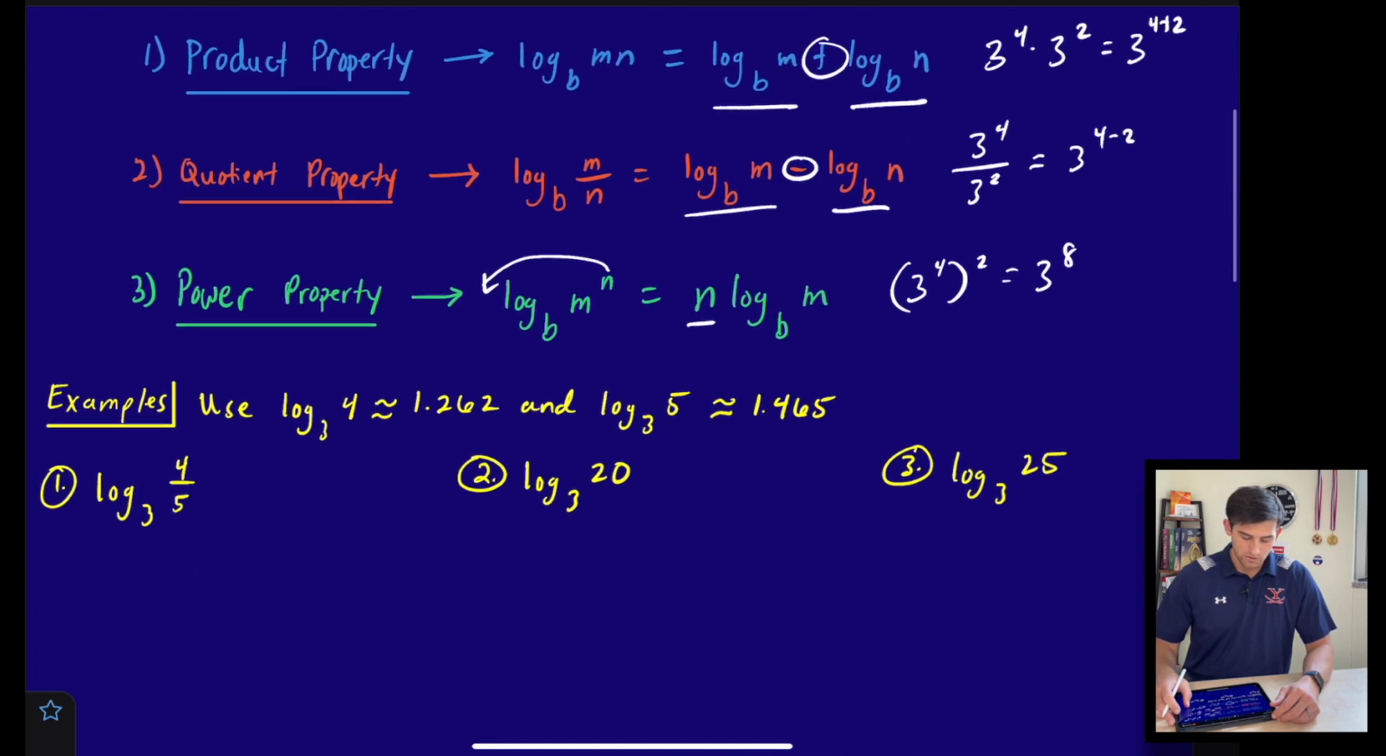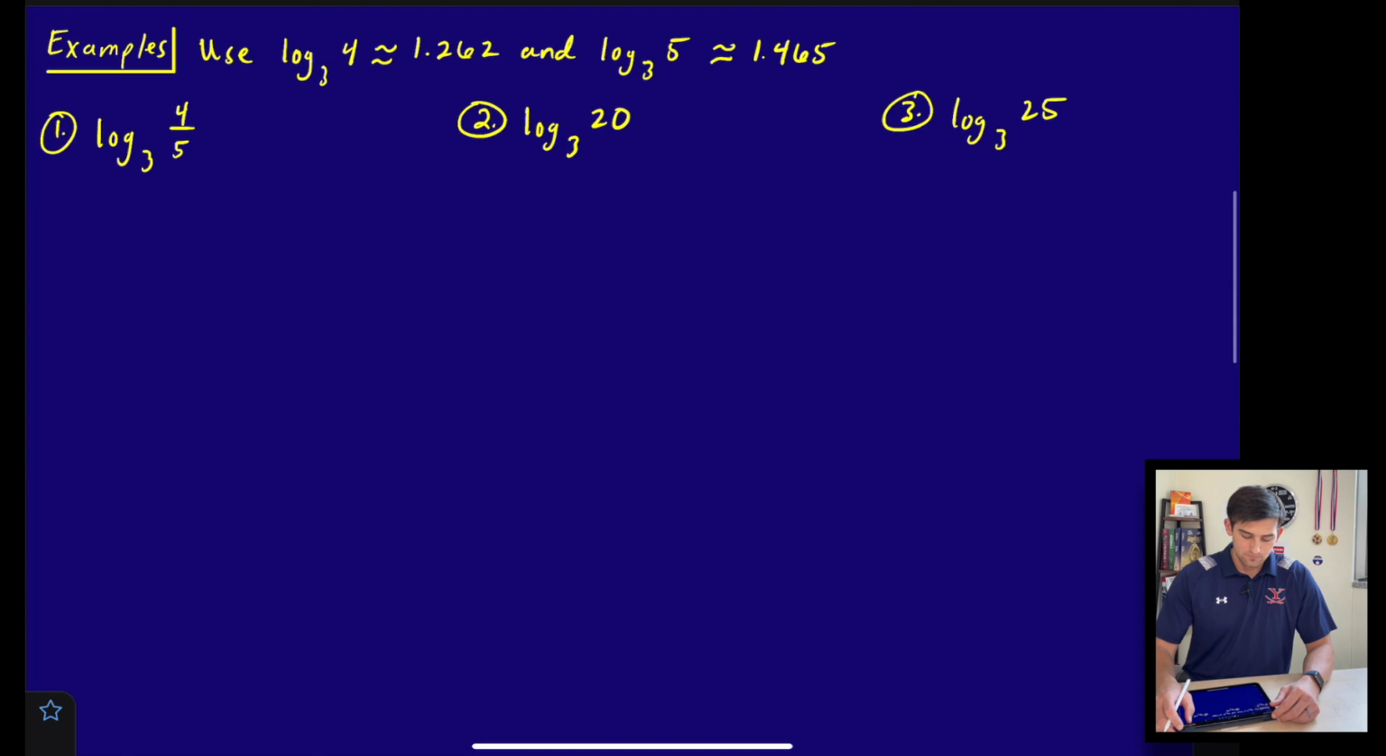Okay. So we're going to look at about 3 examples here for these 3 properties, one example for each of the properties that we just mentioned previously. We're going to use log base 3 of 4 is approximately 1.262, and log base 3 of 5 is approximately 1.465.